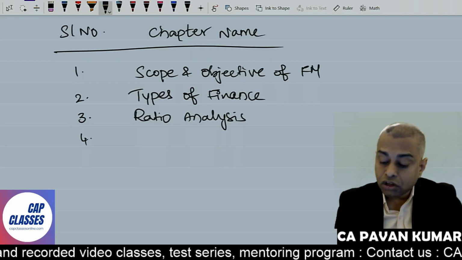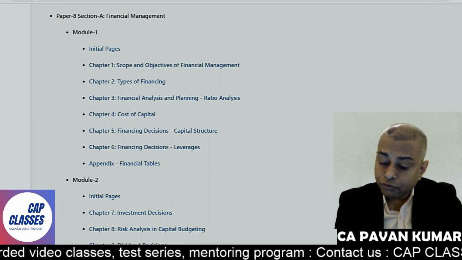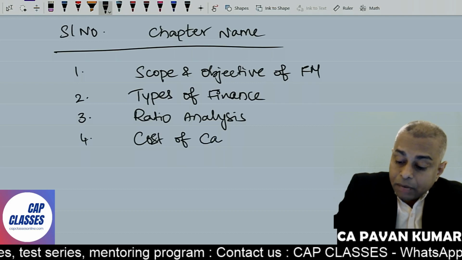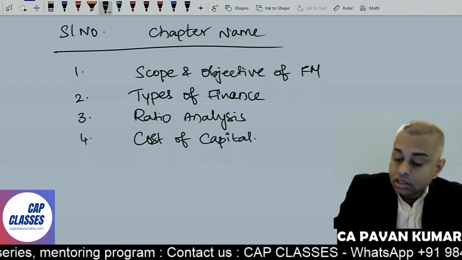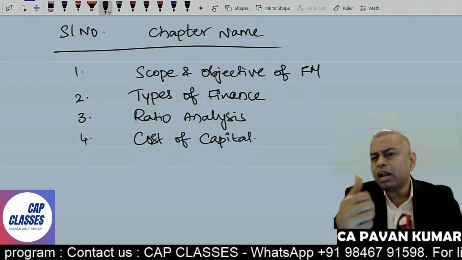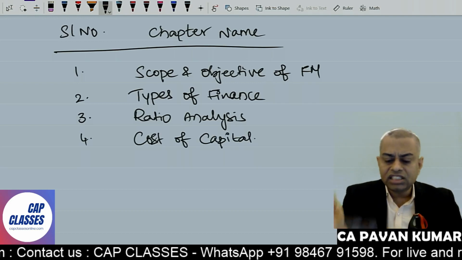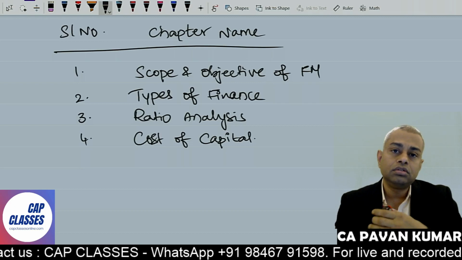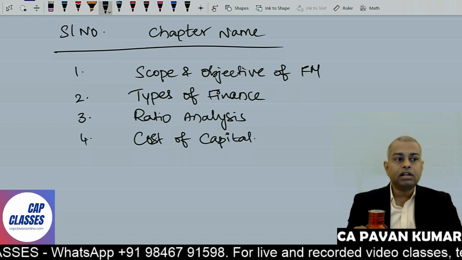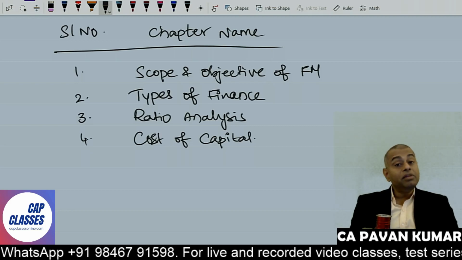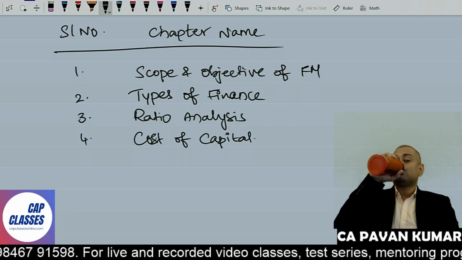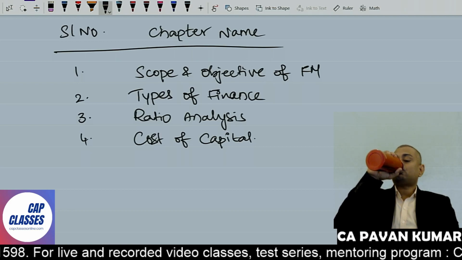Then comes the fourth one, cost of capital. So what is cost of capital? Tell me, what is capital? Capital is the amount invested in a business, isn't it? So can you tell me what are the various types of capital? Just now we discussed in chapter 2. Can there be equity share capital? Yes. Can there be preference capital? Yes. Can there be debentures? Yes. Can there be bank loans? Yes.